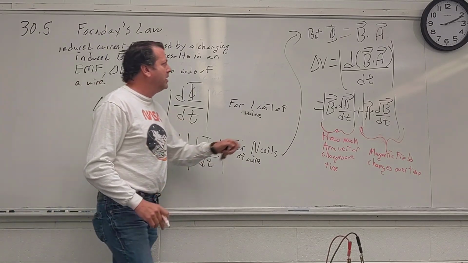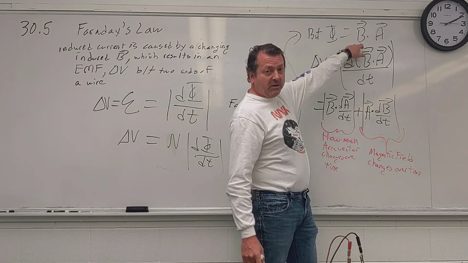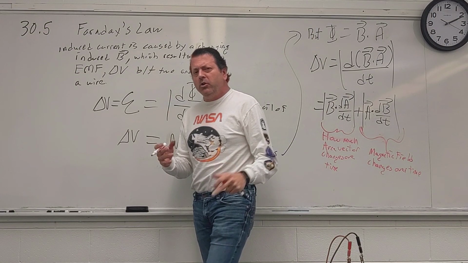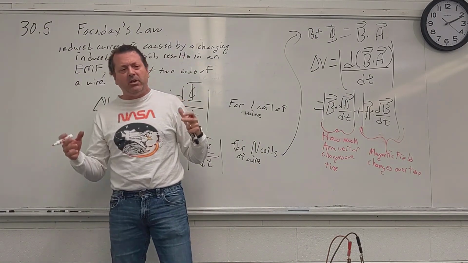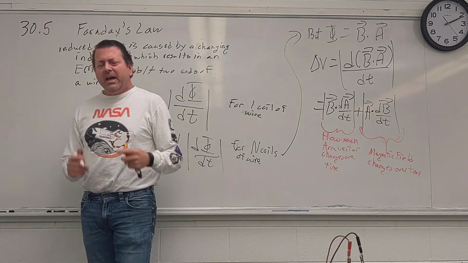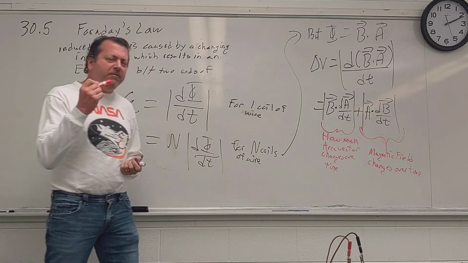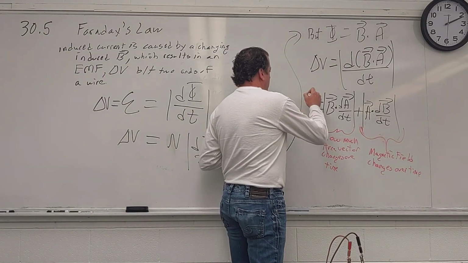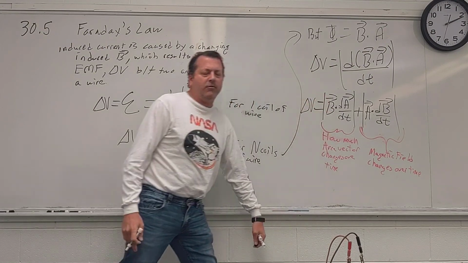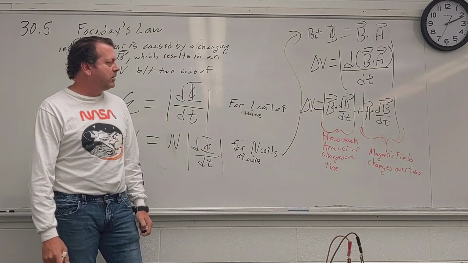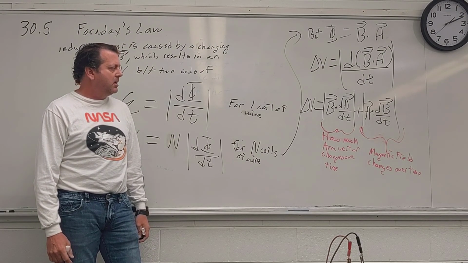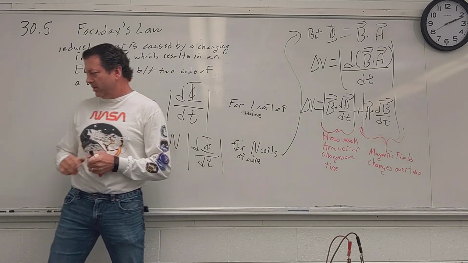flux deals with the magnetic field, its strength and direction, dotted with the area unit normal vector, how big that area is and its direction. And those two effects added together give the EMF, or the induced voltage, between 2 points on the wire. That's what's going to give it.